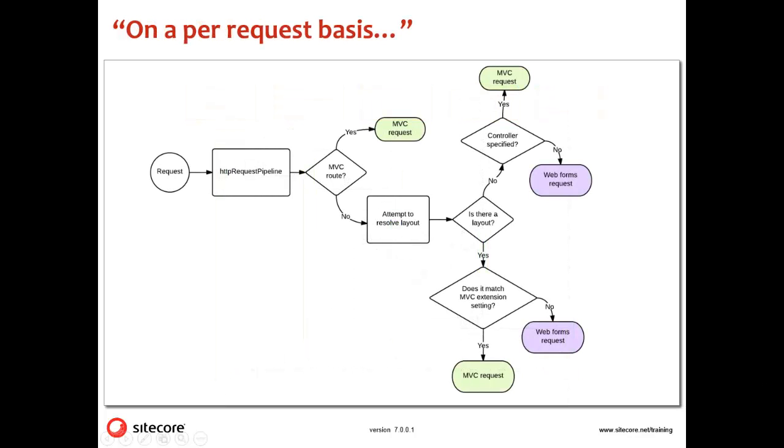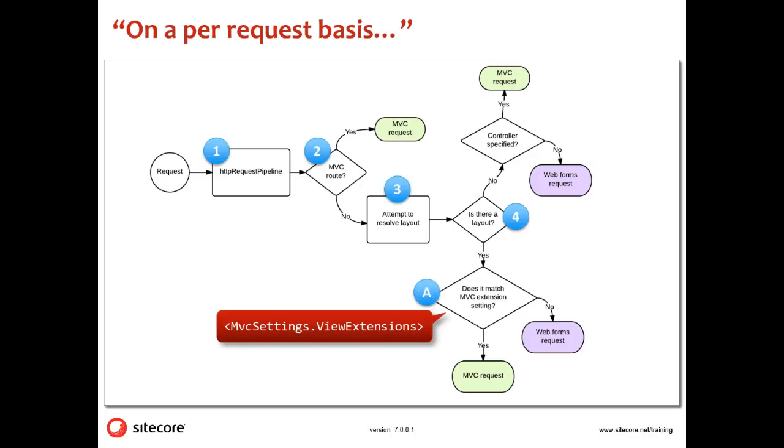This diagram shows how Sitecore handles a request. A request comes in and goes to the HTTP request pipeline. That'll then determine if the request matches a standard MVC route. If it does, it's an MVC request and it's handled as a regular MVC route would be in an ASP.NET MVC application. If it doesn't match an MVC route, Sitecore will try to resolve that item's layout. If there is a layout, it'll ask, does that layout match the MVC extension setting, which you can see here? If it does, it's an MVC request, otherwise it's a Web Forms request.